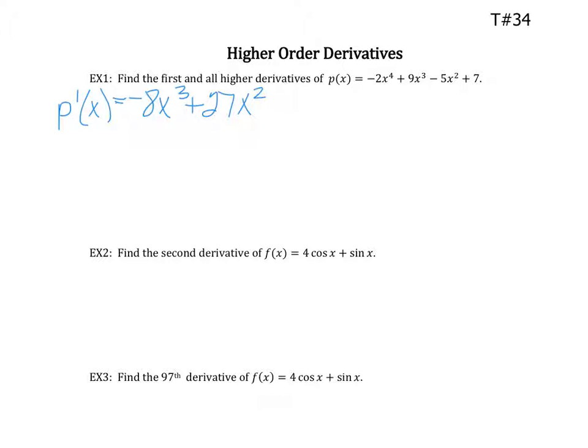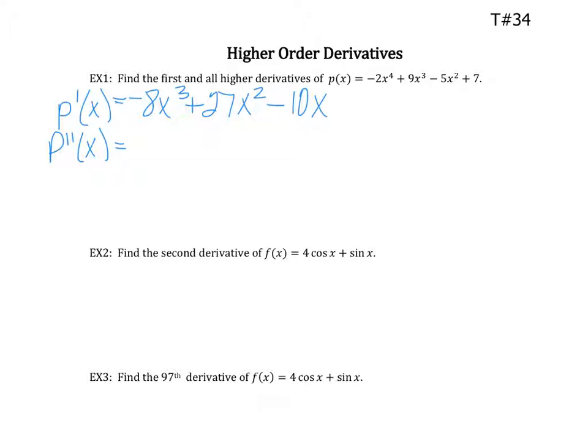Negative 8x cubed plus 27x squared minus 10x. So that's the first derivative. Now it says all higher derivatives, which means, well, if the first derivative was that much fun, let's just take the second derivative. Let's take p double prime of x, which is the derivative of the derivative. The derivative of the derivative.